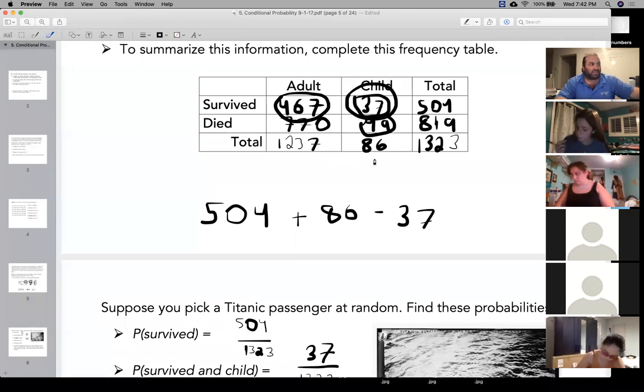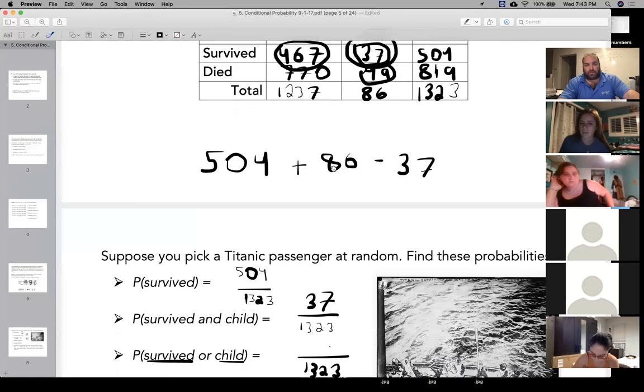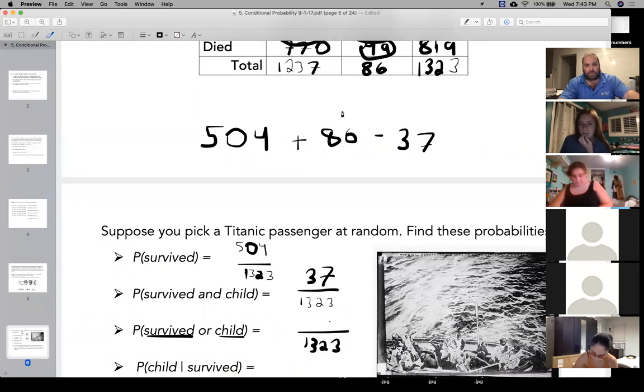Does that make sense? Yes. Do we all understand? Yeah, it makes sense now. So what's 504 plus 86? 590. Minus 37? 553. Oh, so it was 553. I thought the math was off, but it wasn't. Okay, 553.